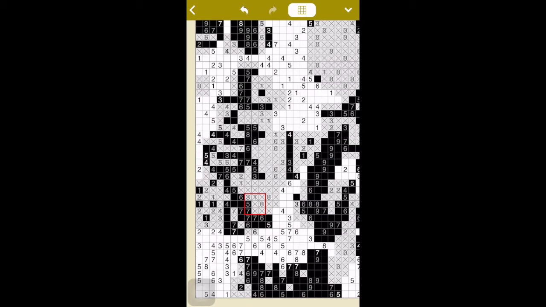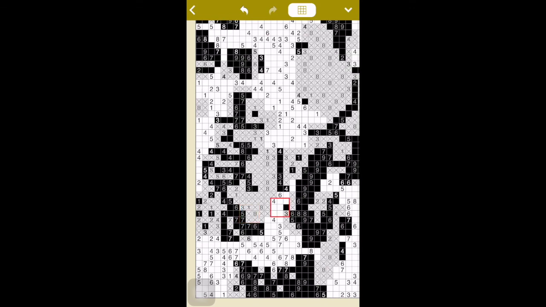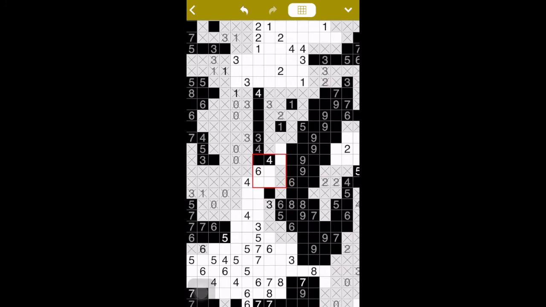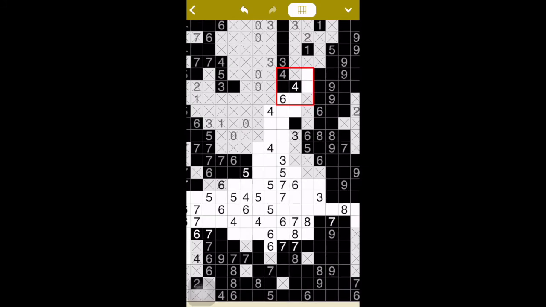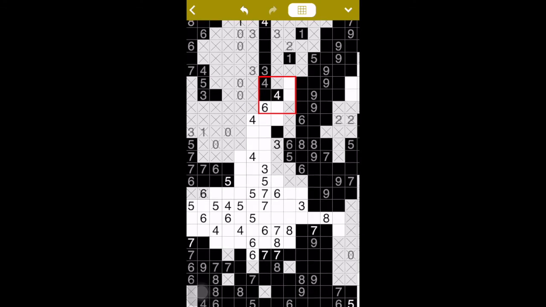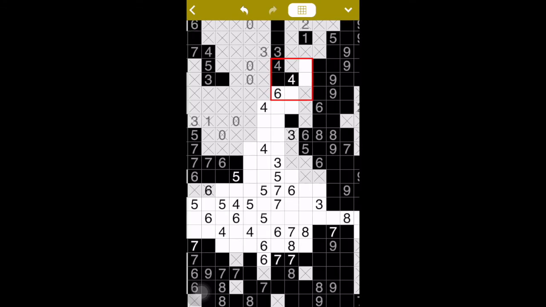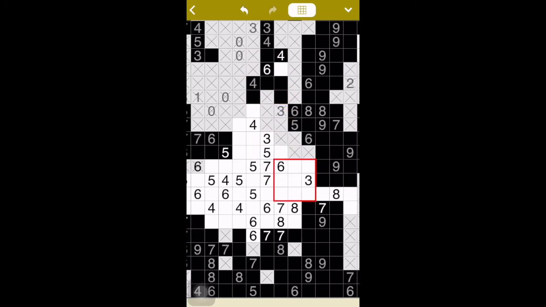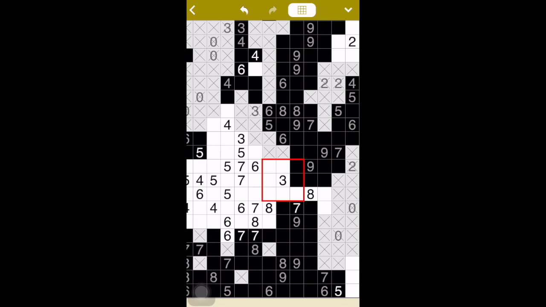Okay, so now we have this space here that is enclosed, so I'm going to work in this area. This is the first time we're seeing this: the diagonal 6 and 4, and the overlapping space. This is covered in tutorial number 9, so please check that out if you didn't understand what I just did.